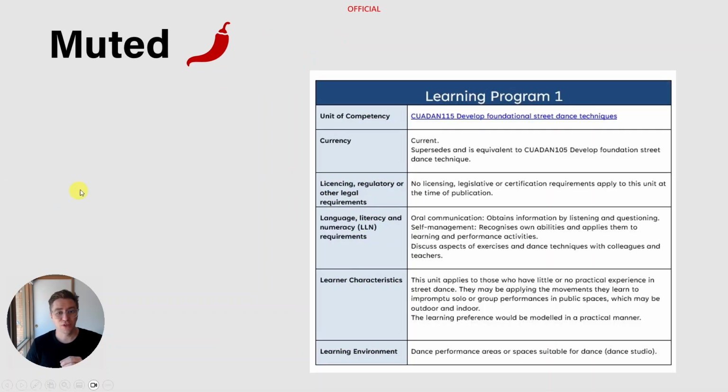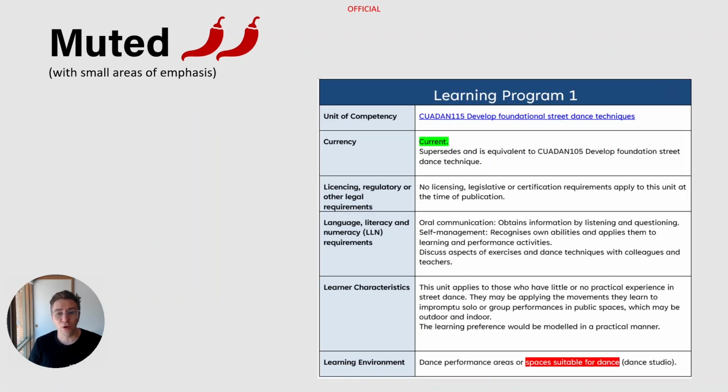So let's dial it down to our muted, nice, mild 1 chili, where I've used some color to create some differentiation between the tables in this document, to create a little bit of emphasis: these are the headings and this is the content. But if you wanted to spice it up a little bit more, we can add a small amount of emphasis and go for our 2 chili version, where we're using some saturated colors to create emphasis on key areas.